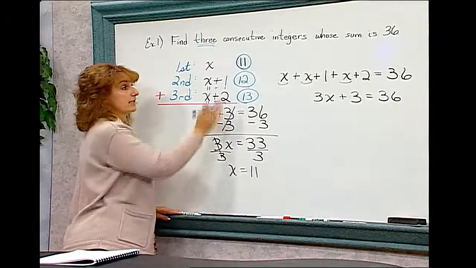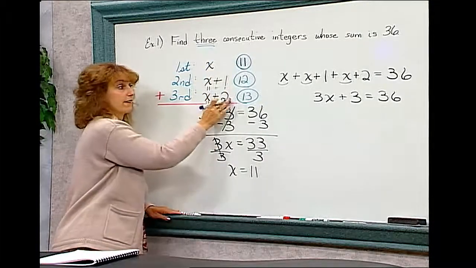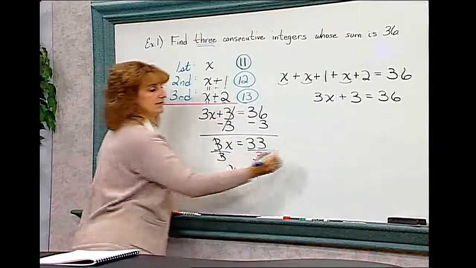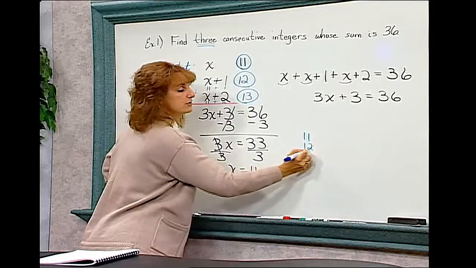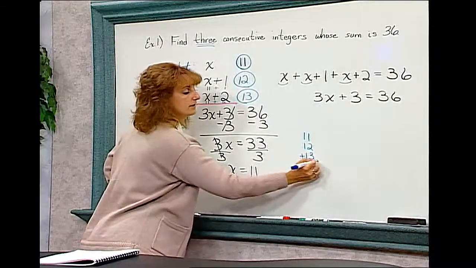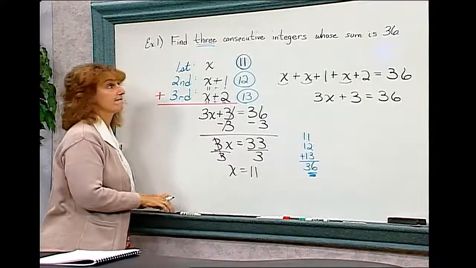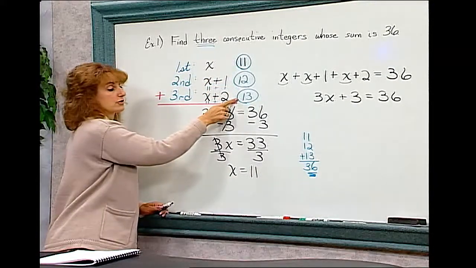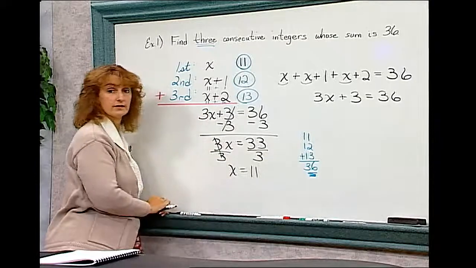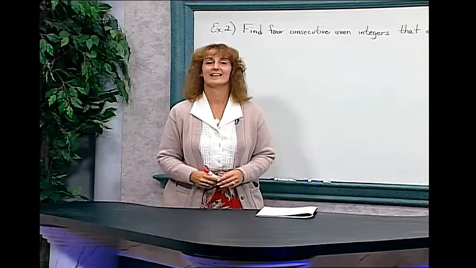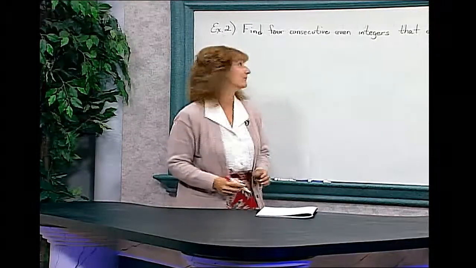If I want to check it, do 11, 12, and 13 add up to 36? 11, 12 plus 13 adds up to 36. So I have found 3 consecutive integers whose sum is 36. Let's look at a second example.